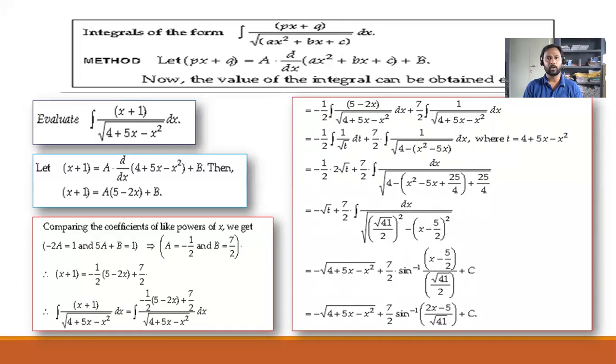The first integral can be reduced to dt by root t. For the second integral, apply the completing the square method. It is reduced to root of (41 by 2) whole square minus (x minus 5 by 2) whole square, of the form a square minus x square. It is sine inverse x by a plus c. So the answer is minus root of 4 plus 5x minus x square plus 7 by 2 sine inverse of (2x minus 5) by root 41, plus c.